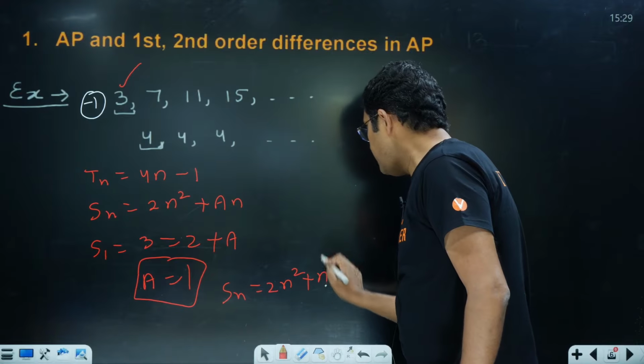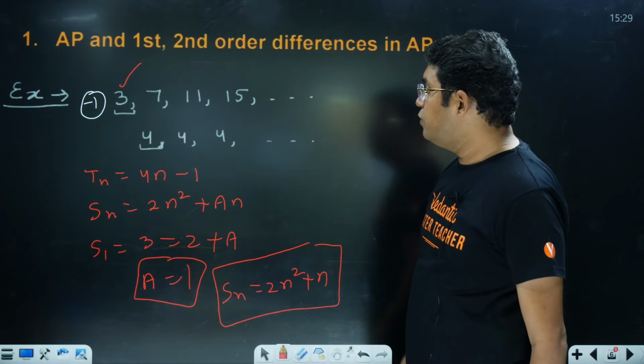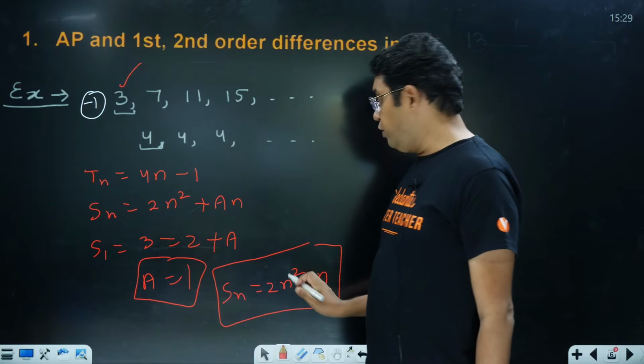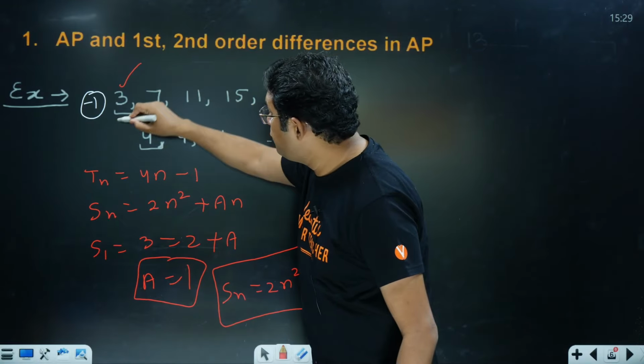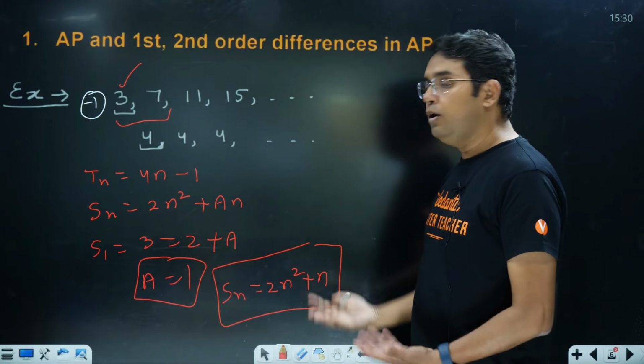Now you can check that for every n this should work, like n is equal to 2. If you put 2 into 2, 4 into 2, 8 plus 2, 10. The sum of the first two terms is 10. So this is how it is working.